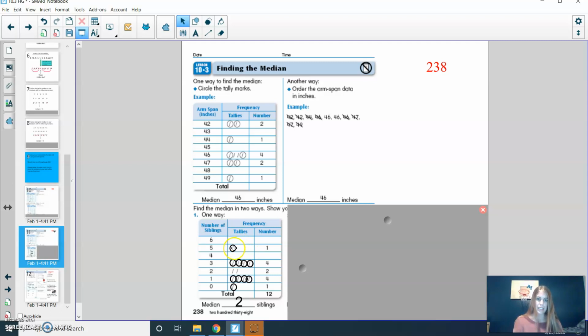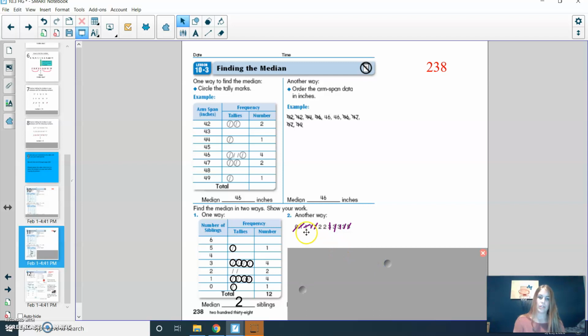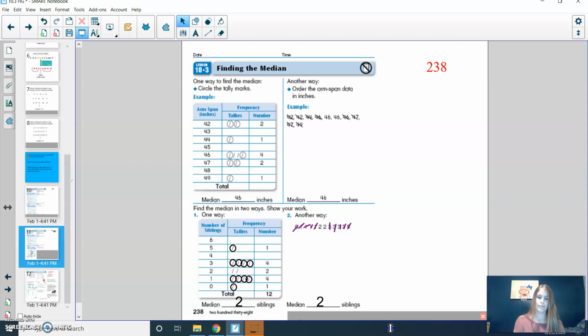I circled my tallies from my smallest number to my biggest, and I kept circling until I got to my 2 final numbers. And again, just like the one on top, my 2 numbers left were the same number, so my median was 2. My second way of doing it is crossing off the numbers until I get to that middle value, and I can see that my median is 2.